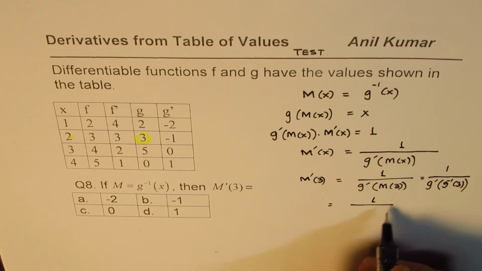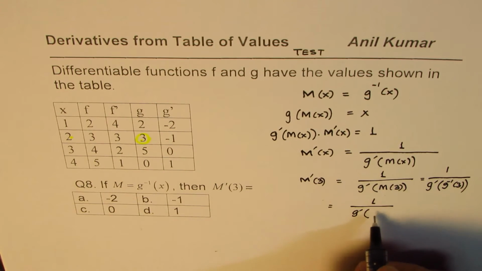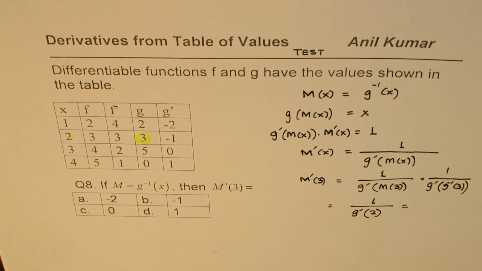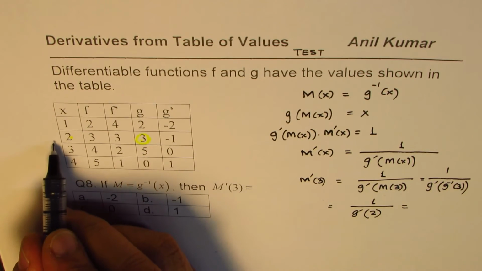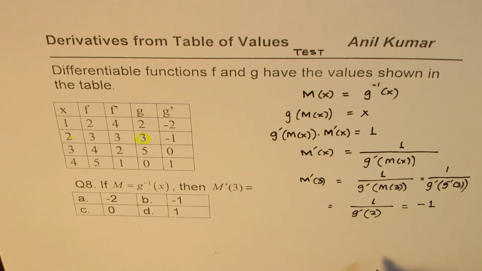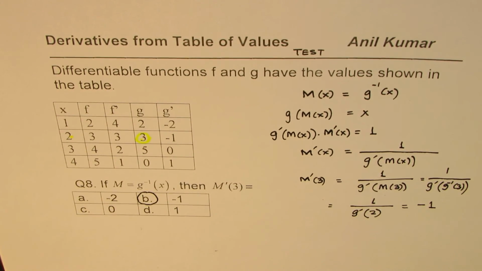So you could write this as 1 over g prime of g inverse of 3 means 2, right? G prime of 2. Now from the table we can see for x equals to 2 the derivative is minus 1. So we get minus 1 as our answer. So minus 1, that is option B, is the right option.